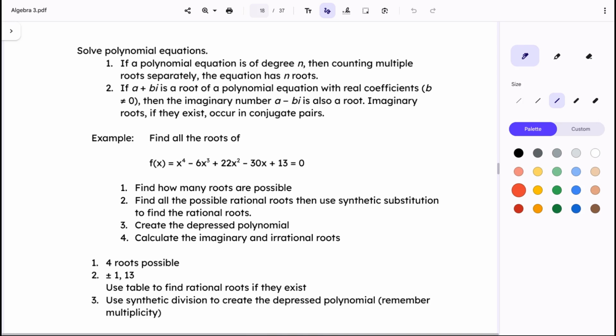But we're now going to start seeing ones where we have roots that show up more than once. And so we're going to specifically state the multiplicity that roots have. And then we'll also start to see roots that are imaginary and how to deal with that.